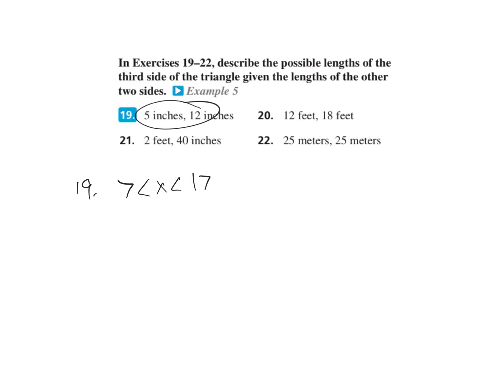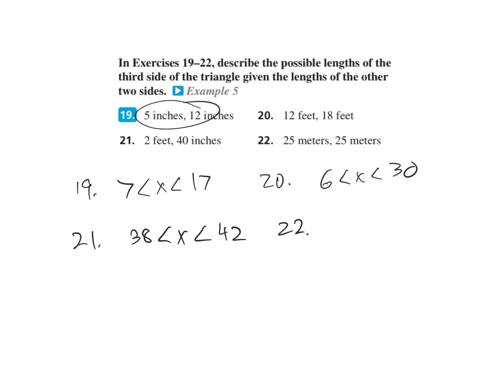Add and subtract them. So number 22, x is between. Subtract those, you get 6. Add them together, you get 30. 21, subtract them. X has to be between 38 and 42. And on 22, 25 meters and 25 meters. X has to be between, subtract them. X has to be between 0 and 50.